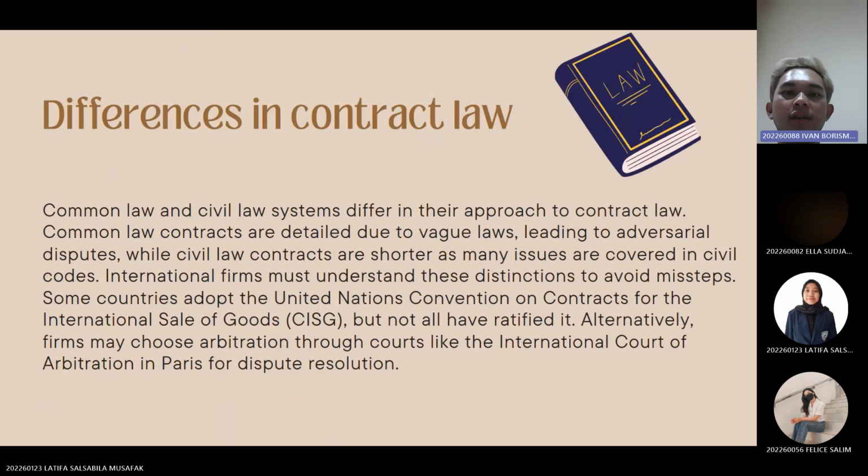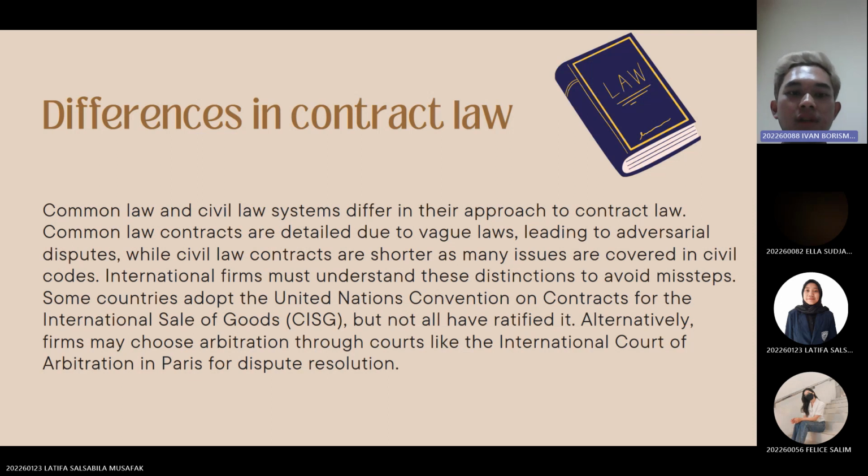The differences in contract law. Common law and civil law systems differ in their approach to contract law. Common law contracts are detailed due to vague laws leading to adversarial disputes, while civil law contracts are shorter as many issues are covered in civil codes. International firms must understand these distinctions to avoid missteps.